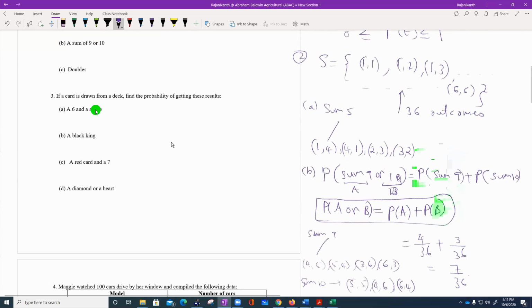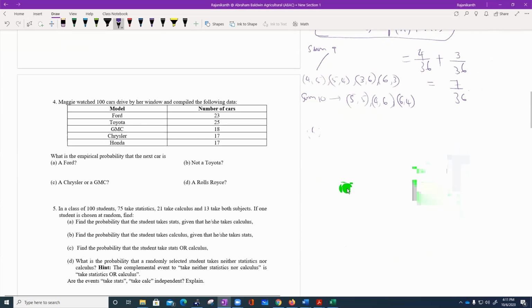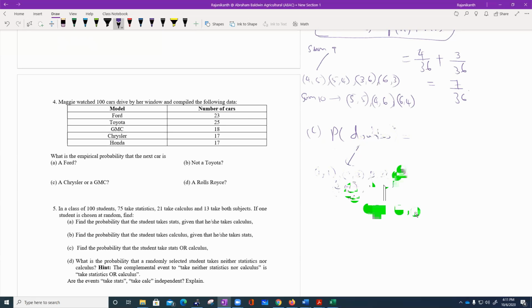Then part C, getting doubles. That means probability of getting doubles, you are getting the same numbers, right? So how many possibilities are there? You may get 1 1 from both dice, or 2 2, 3 3, 4 4, 5 5, and 6 6. So these are the possible doubles you may get: 1, 2, 3, 4, 5, 6. There are 6 possibilities out of 36. That is going to be 1 over 6.